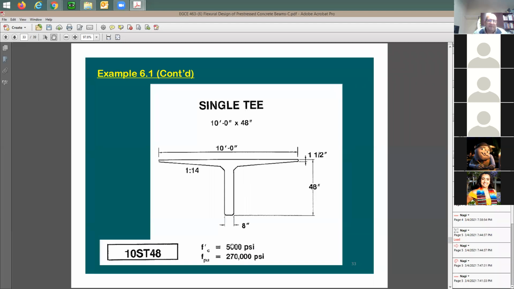I said, great. Concrete strength is going to be 5,000. f_pu is going to be 270 ksi. So good.